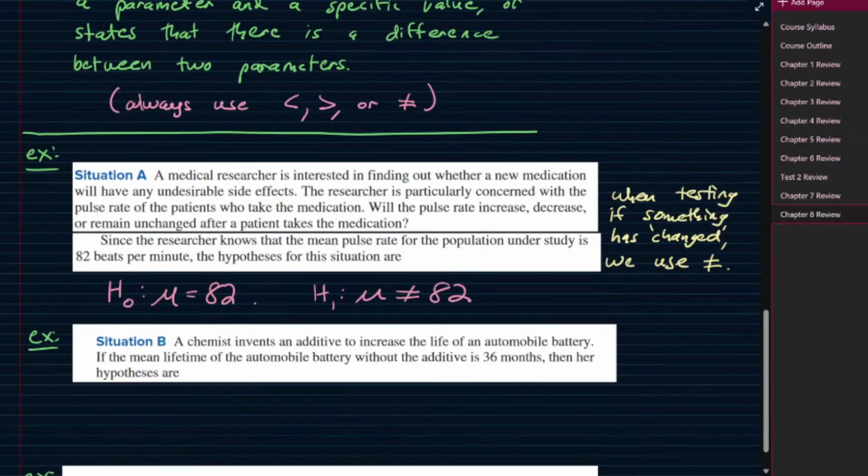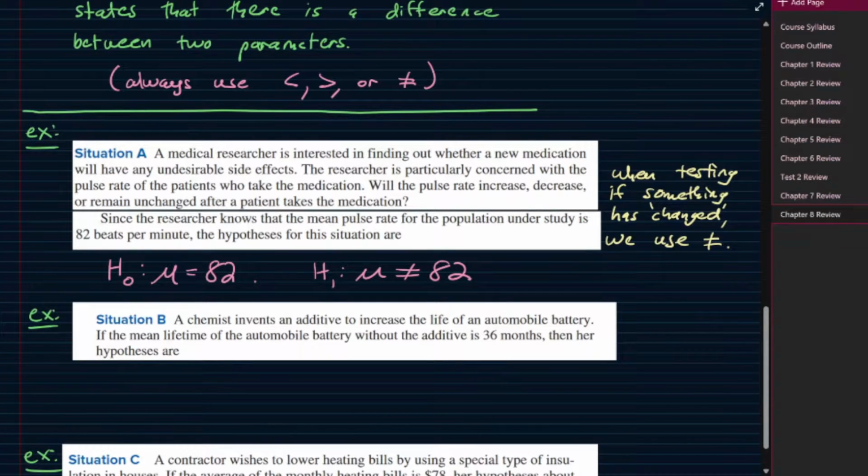Let's look at another scenario. A chemist invents an additive to increase the life of an automobile battery. If the mean lifetime of the automobile battery without the additive is 36 months, what would the hypotheses be? Well, it says the mean lifetime without the additive is 36 months. So that's our base. We're assuming that without the additive, the mean lifetime is 36 months. So that's our null hypothesis. So what's being tested in this experiment? They're trying to see if this additive increases the life of the battery.